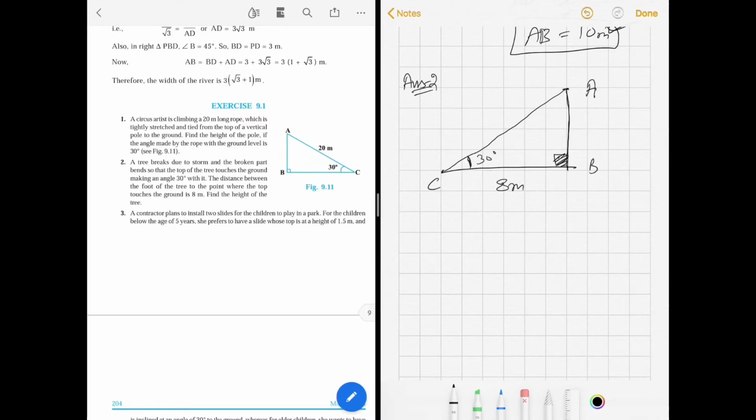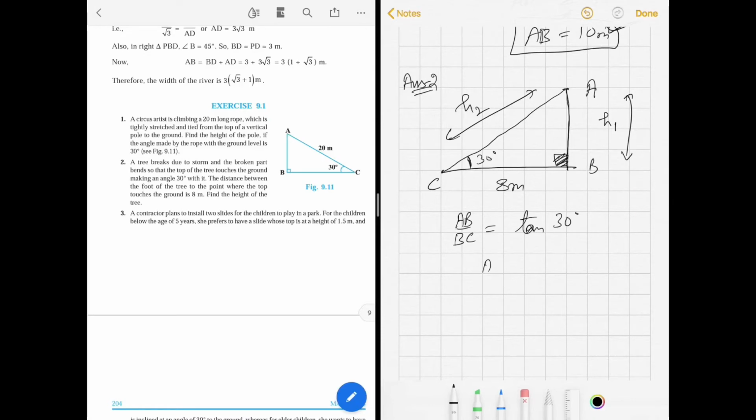So what is the tree? AC and AB combined. This is the remaining portion, let's call it h1. I'll call this one h2. To find out h1, I'll write AB upon BC, that is perpendicular upon base, that is nothing but tan, for what angle? C, that is 30 degrees.